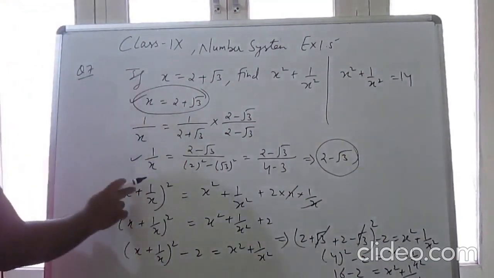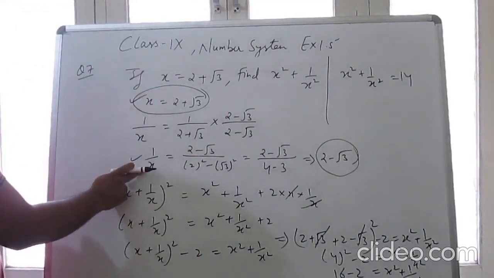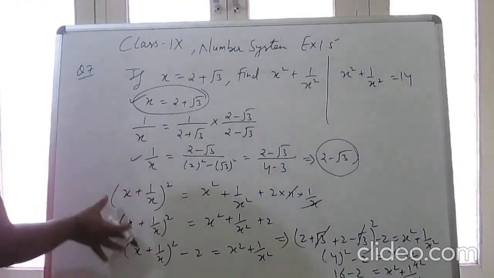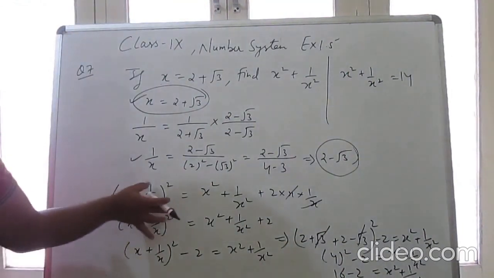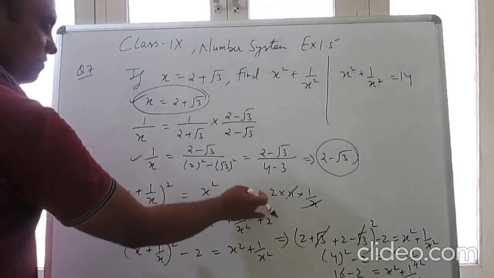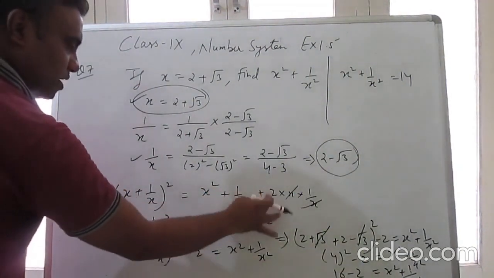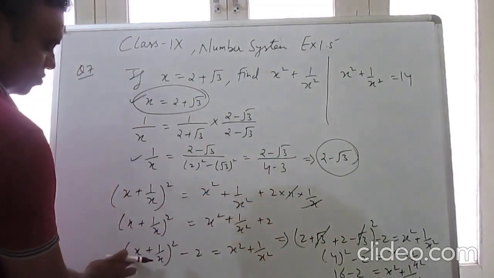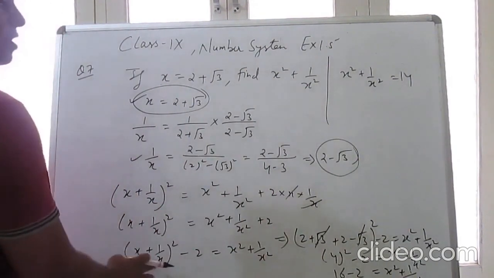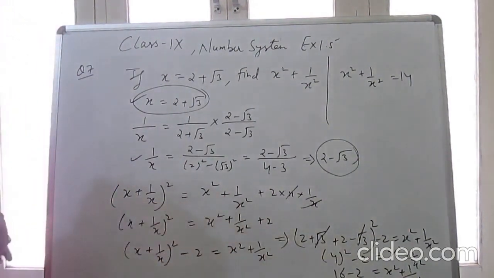X you know, and 1 upon x we found out by rationalizing the denominator. Now use the identity (x plus 1 upon x) whole square. We have to find only this part, so take the 2 there, and we know this and this, substitute it here. You will get the answer 14.